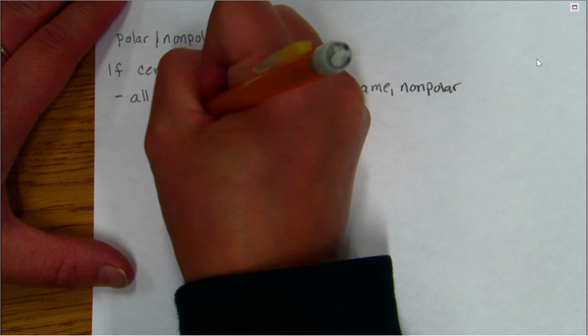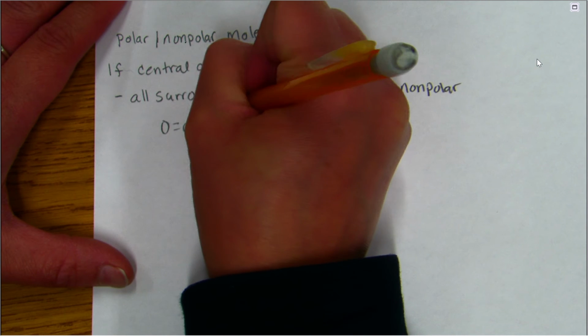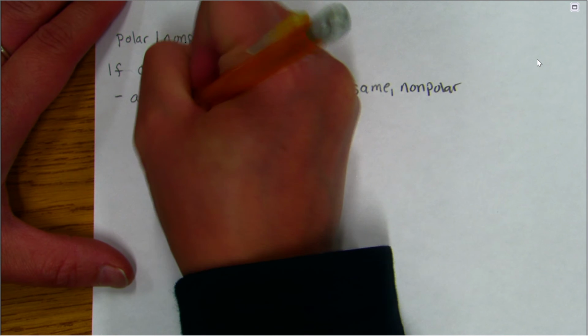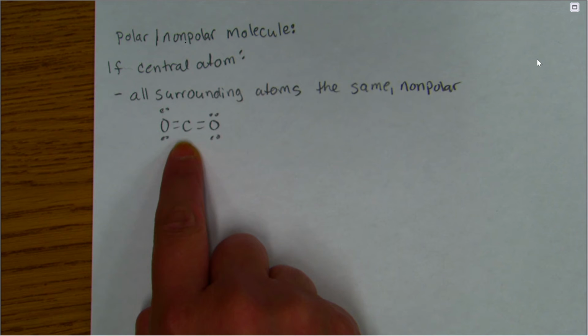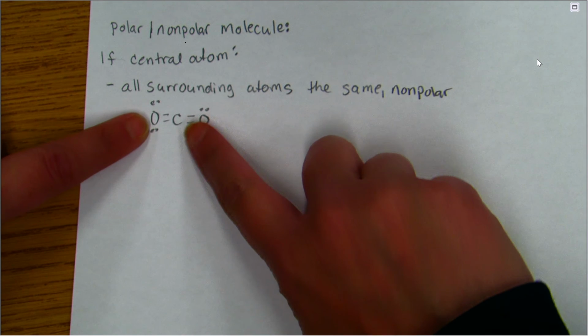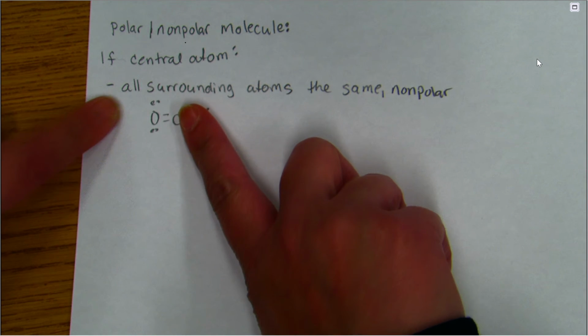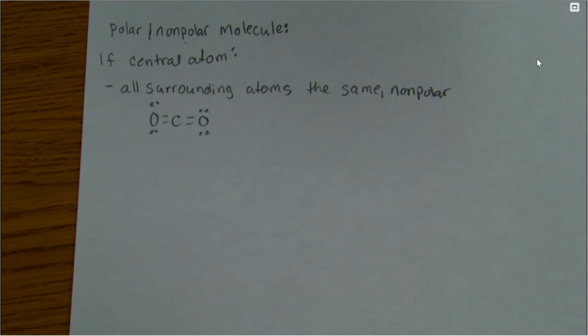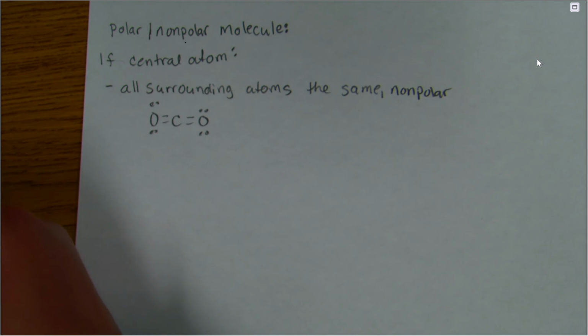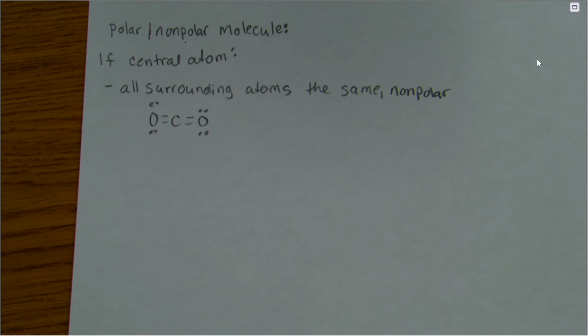For example, carbon dioxide. Looking at the central atom, and that's the key, the central atom is surrounded by an oxygen and an oxygen. Oxygen is oxygen, they are the same. So in this case, it is nonpolar.